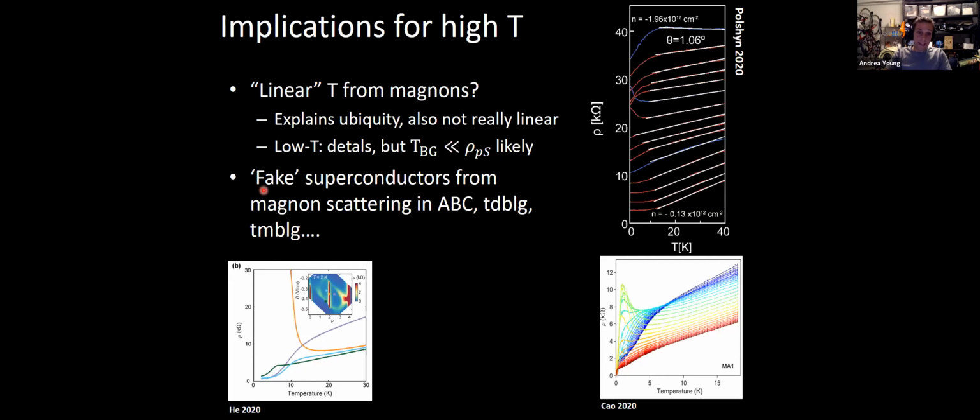To me, it's relatively clear that these quote-unquote fake superconductors are probably coming from magnon scattering. This applies to rhombohedral graphene on hBN, twisted double bilayer graphene, twisted mono-bilayer graphene, probably other systems, tungsten selenide heterostructures, and so on. I think that's probably likely, and that should be the null hypothesis to reject. In fact, this kind of ferromagnetic physics is the thing that's generic, and superconductivity might be quite a bit more special to twisted bilayer graphene.